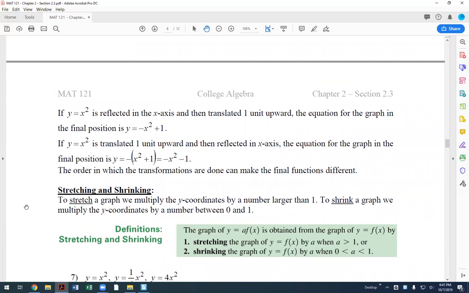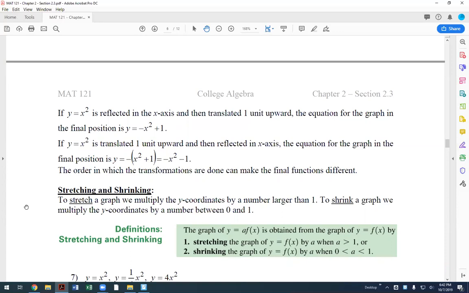So we're saying when the function y equals x squared is reflected in the x-axis, and then translated 1 unit upward, the equation of your final graph comes out to be y equals negative x squared plus 1.